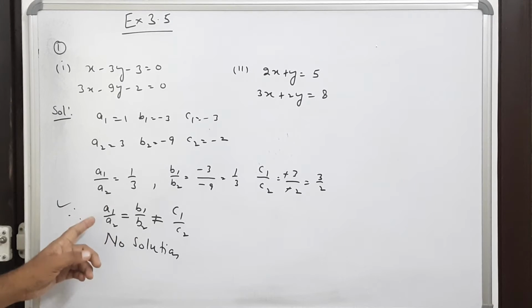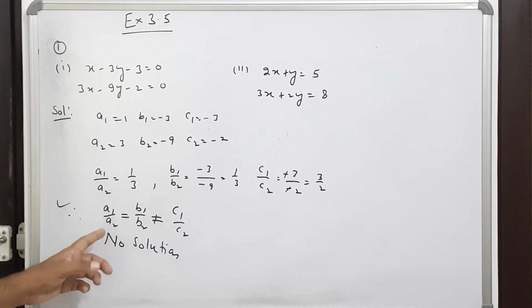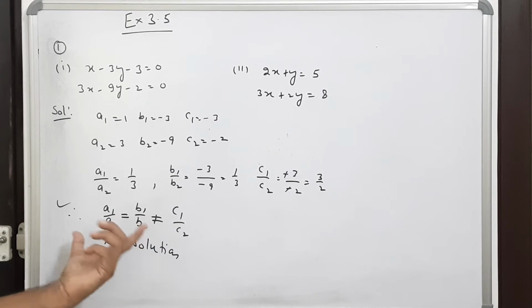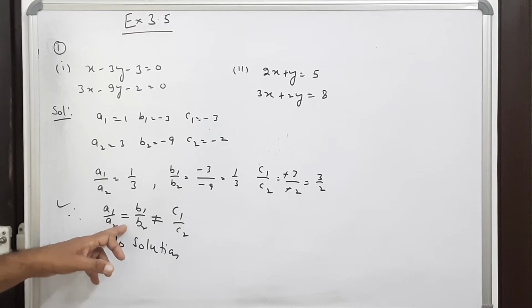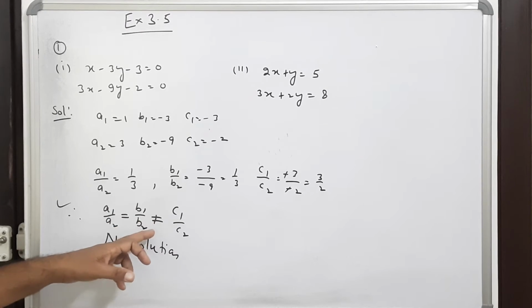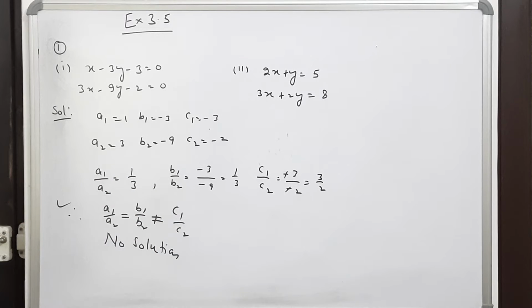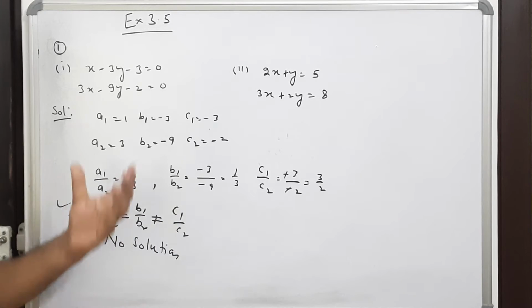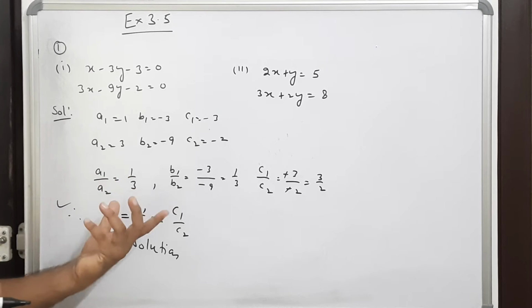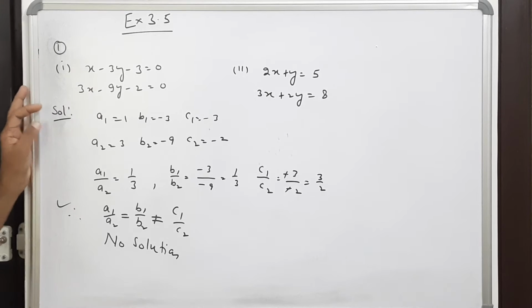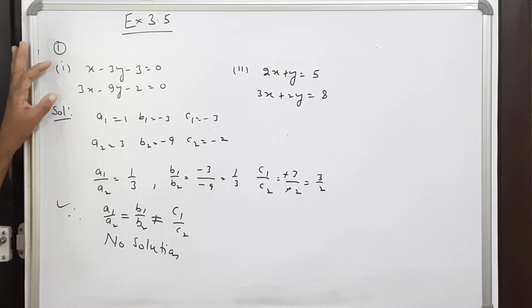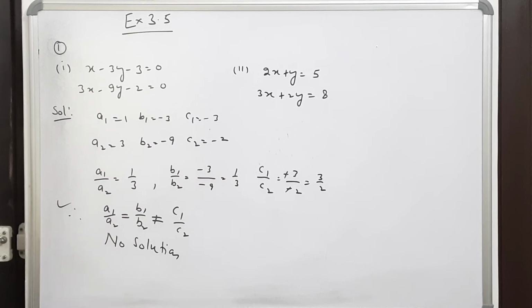So what happens in no solution? In my previous videos, in the criteria of consistency, I already explained this: whenever A1 upon A2 is equal to B1 upon B2 but not equal to C1 upon C2, then we say that the system has no solution, meaning we cannot solve this system, and we say that it is inconsistent. If you draw the graph of this, you will find parallel lines. Now I am coming to the second one.